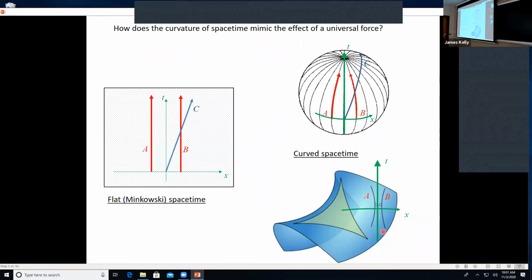Whereas for hyperbolic geometry, things that start off parallel, you know, the A and B were initially at rest, end up getting farther and farther from each other instead of getting closer and closer. And that doesn't sound much like gravity.